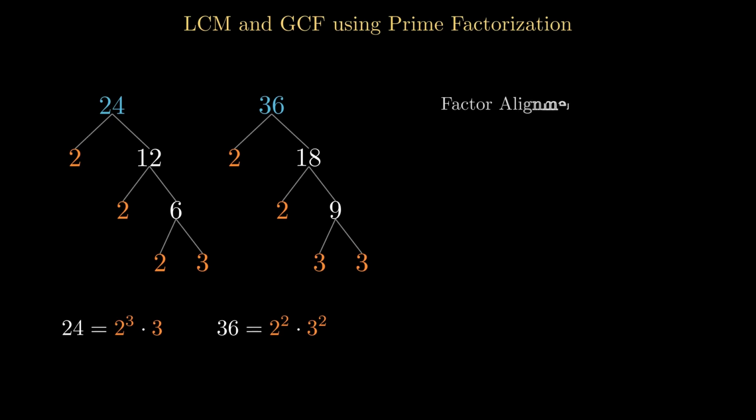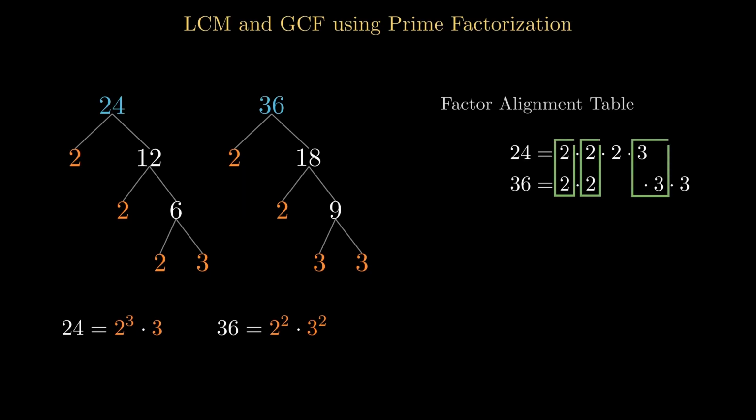To see their relationships clearly, we can arrange every single individual prime factor inside an alignment grid column table. Let's group the columns. Green boxes show factors that both numbers share completely, while purple boxes show individual factors that belong exclusively to only one of the numbers.